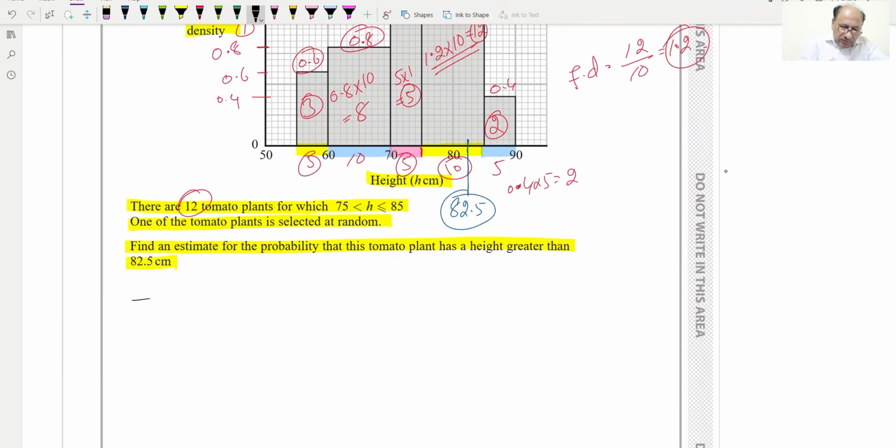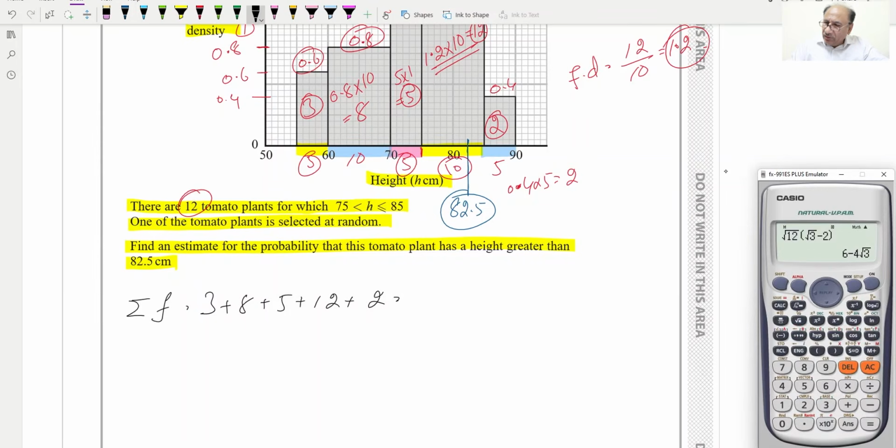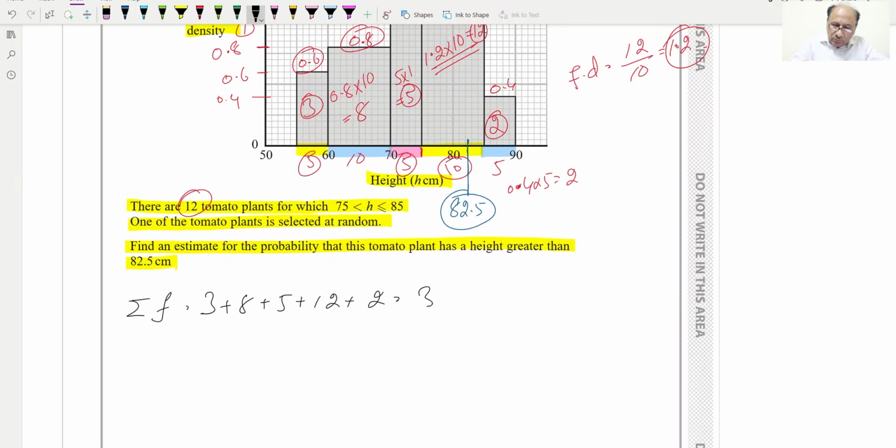We can take this as the total sum of frequencies if we check first. So sigma f will be equal to what? This will be equal to 3 plus 8 plus 5 plus 12 plus 2, and we can add all these terms, and this is equal to 30. So the sum of frequencies is 30.